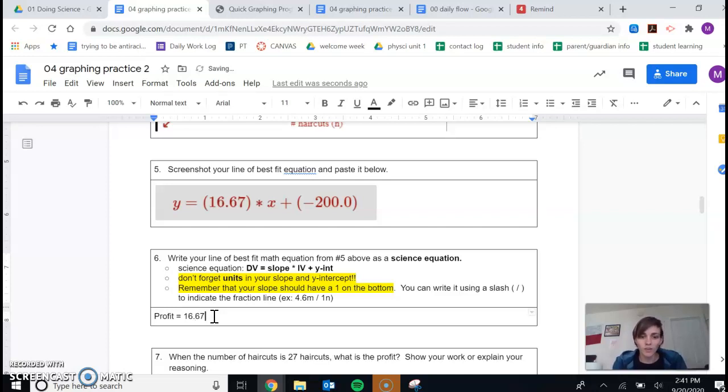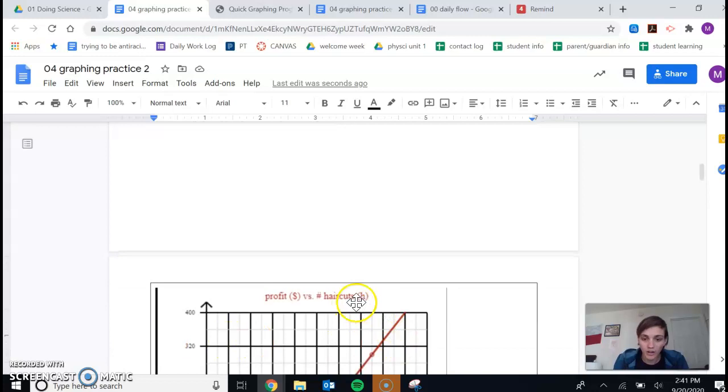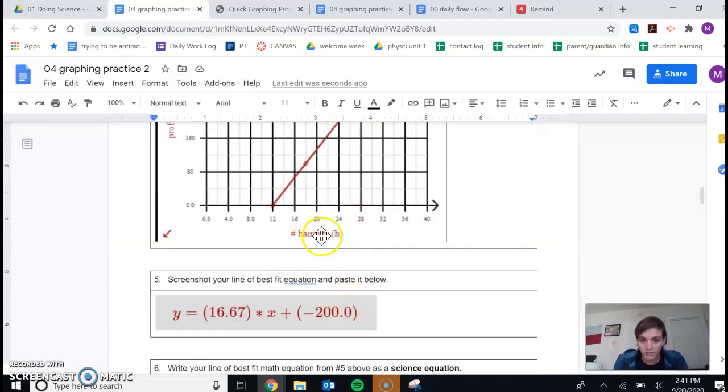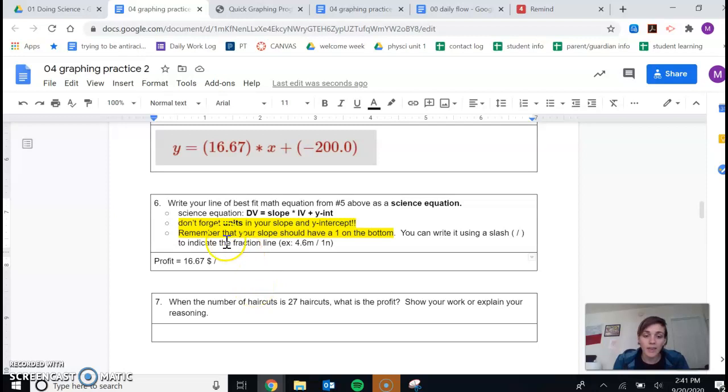So 16.67. Okay, but remember my slope always needs units. Okay, it's DV units on the top, IV units on the bottom. So my DV units, my units for profit is dollars, right? And then my IV units is H for haircuts, right? H for haircuts. Number of haircuts is on the bottom. And number 1 is always on the bottom of the slope. So on the bottom it should be 1H. Okay, that's my slope. That basically means that every one haircut, she makes $16.67. That's the point of a slope.